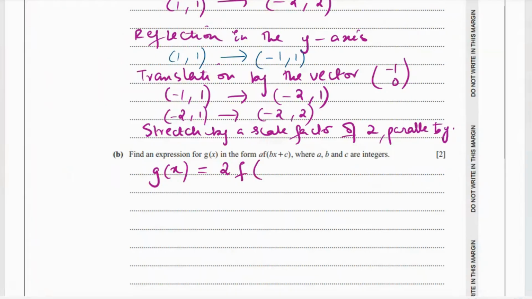then x is being reflected in the y-axis. X is going to be negative x. So since we are translating by a vector of (-1, 0), it's going to be -1 over here. So this is your expression for g of x based on the given transformations.